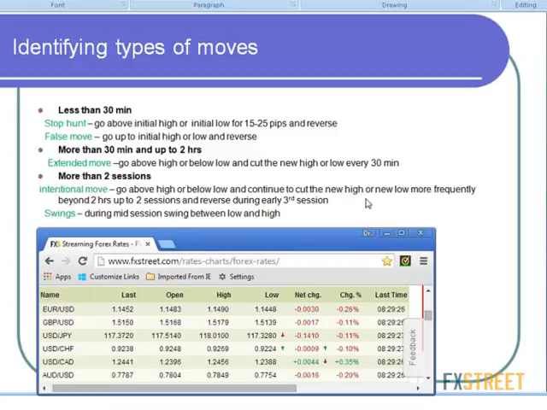Then the intentional move is the one which happens for more than 2 hours, up to the end of the 2 sessions and the start of the 3rd session. And that will be a slow move, whereas the extended move is a quick move. So quickly they will make a drop just to give that impression to the traders that it is going to fall, or quickly rise to give that impression that it is going to make an upward move, but they simply make a reversal later on.